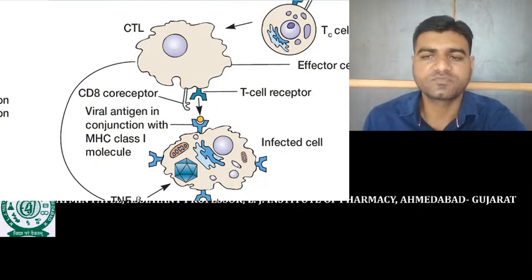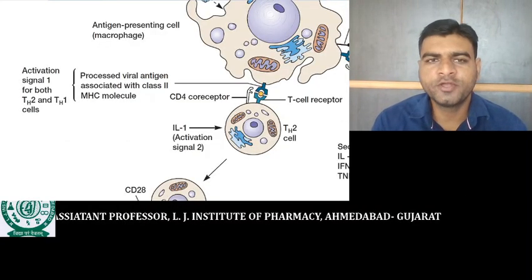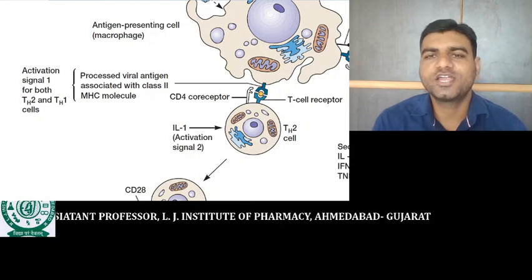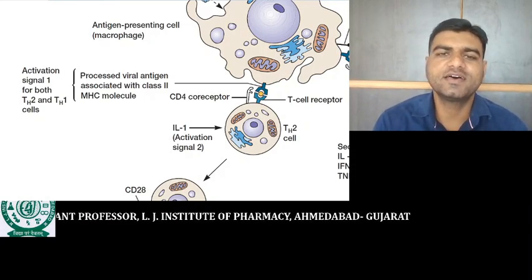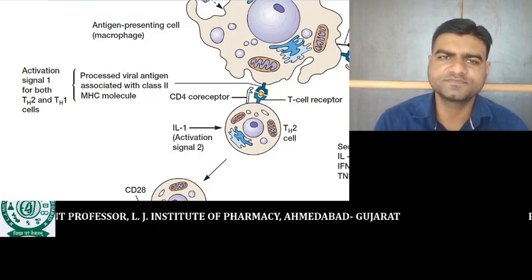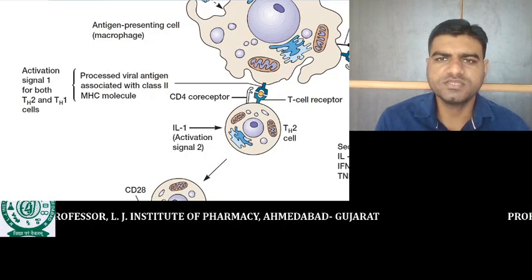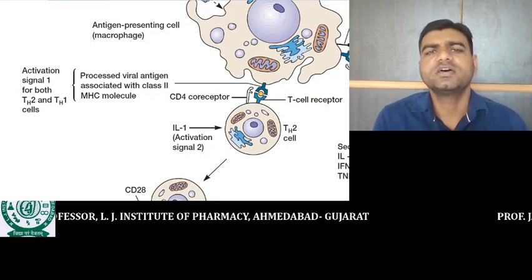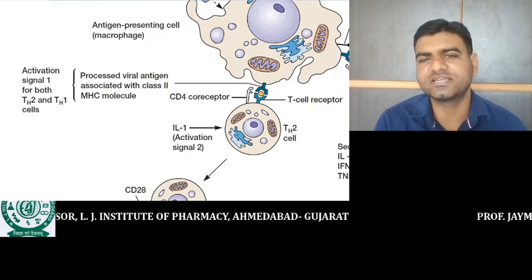Now we will discuss the humoral immunity. In humoral immunity, the Th2 cell is involved. How the Th2 cell will activate the B cell, that we will discuss. Now this one is the antigen presenting cell. This antigen presenting cell can produce MHC class 1 as well as MHC class 2.